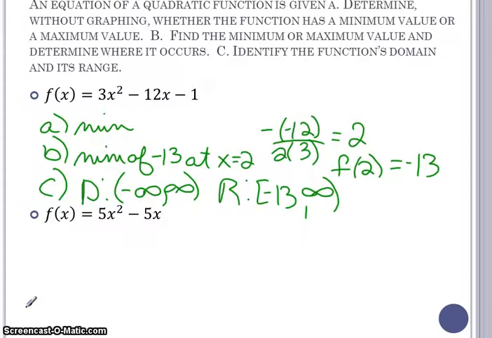So any other questions with our first one before we look at our second equation here? All right, so then same deal, we've got f of x equals 5x squared minus 5x. Is this going to have a maximum or a minimum value? Minimum. Yeah, it's going to have a minimum value again.